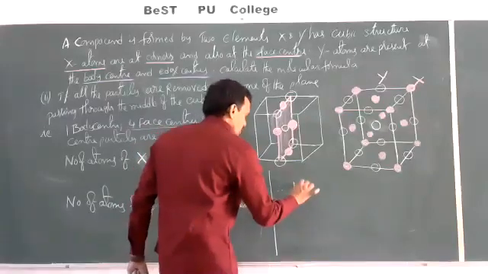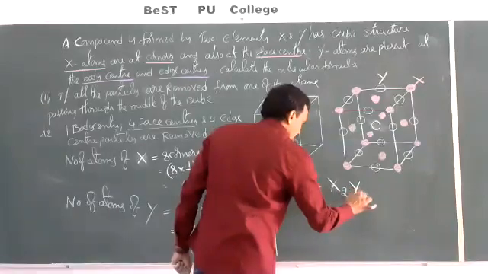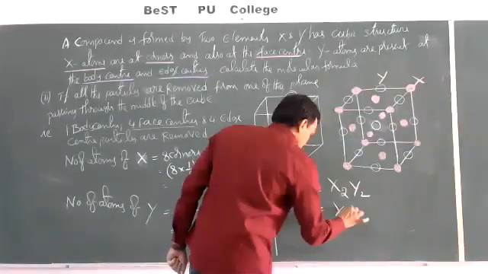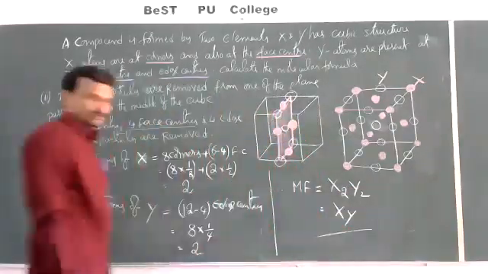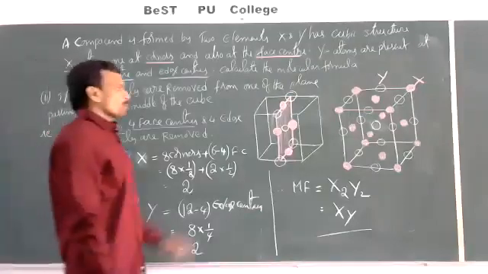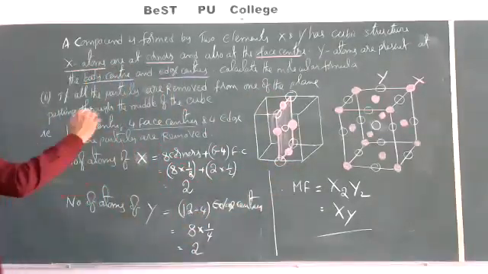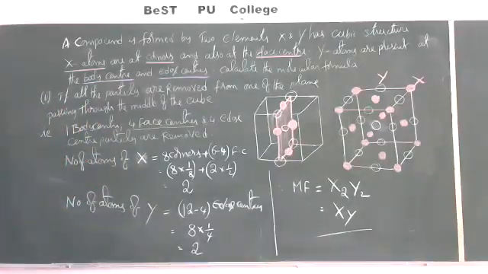Therefore, the molecular formula of the compound is X2Y2, which is equal to XY, simplest ratio. So if you have removed the particles which are passing through the middle of the plane, then there is no change in molecular formula. You can get the same XY, because equal number of atoms of X and equal number of atoms of Y will be removed here. Okay, so this is another application now.